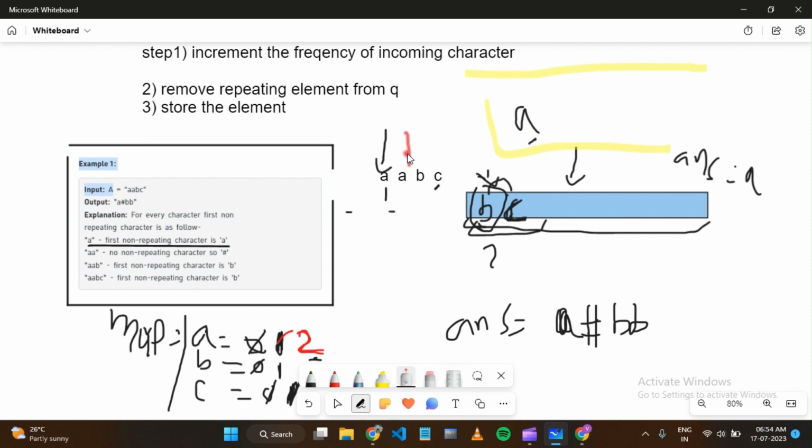So now the frequency of A. We have moved forward, and the frequency of A is now 2. What we have to do? We have to pop our queue if the elements are non-repeating.